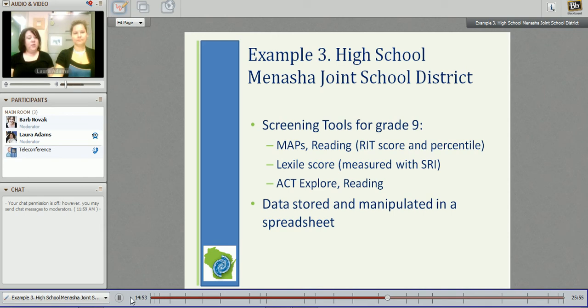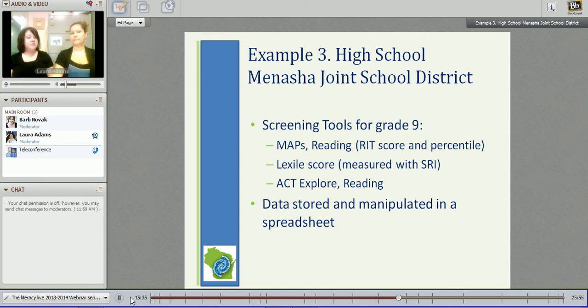This example was generously given to us by the Menasha Joint School District. When Menasha started looking at screening tools for use at the high school level, they really started by looking at what assessments they already had in place. What were they already using, and how could those assessments that already had other valuable uses in the district also be utilized as screeners? So what they noticed was that they were using MAPs, Measures of Academic Progress, specifically the reading test as part of that. They were using Scholastic Reading Inventory to measure students' Lexile, and in 8th grade, students were completing the ACT Explore, which includes the reading component.